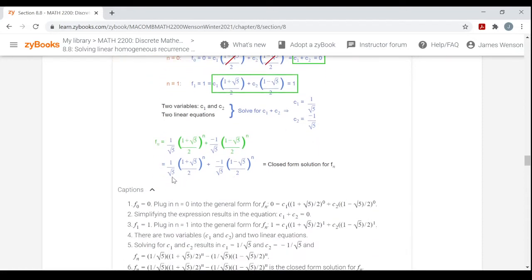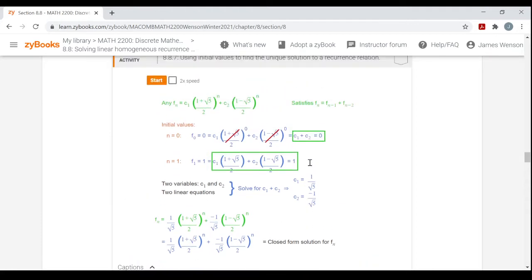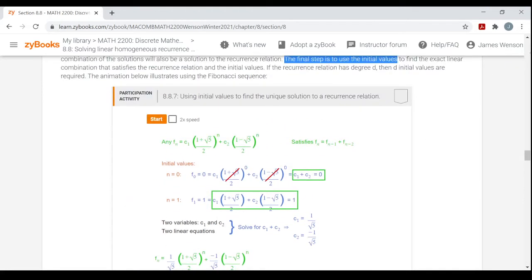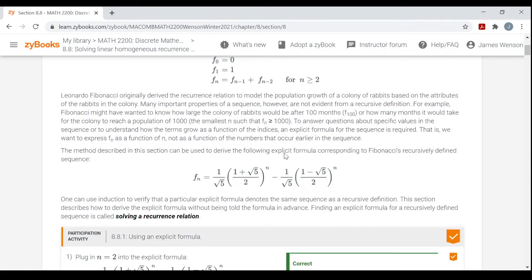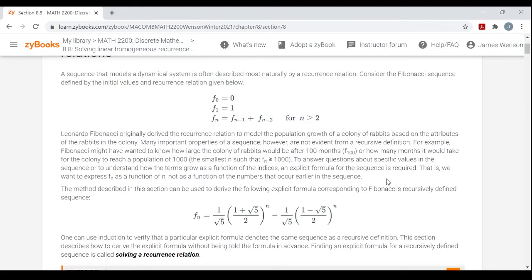And that's where that crazy formula came up earlier, where the nth term, F_n, was 1 over the square root of 5 times (1 plus root 5 over 2) to the nth, plus negative 1 over the square root of 5 times (1 minus root 5 over 2) to the nth. That's how they found that, going back to the very beginning, that's how they found this explicit formula for our Fibonacci sequence.